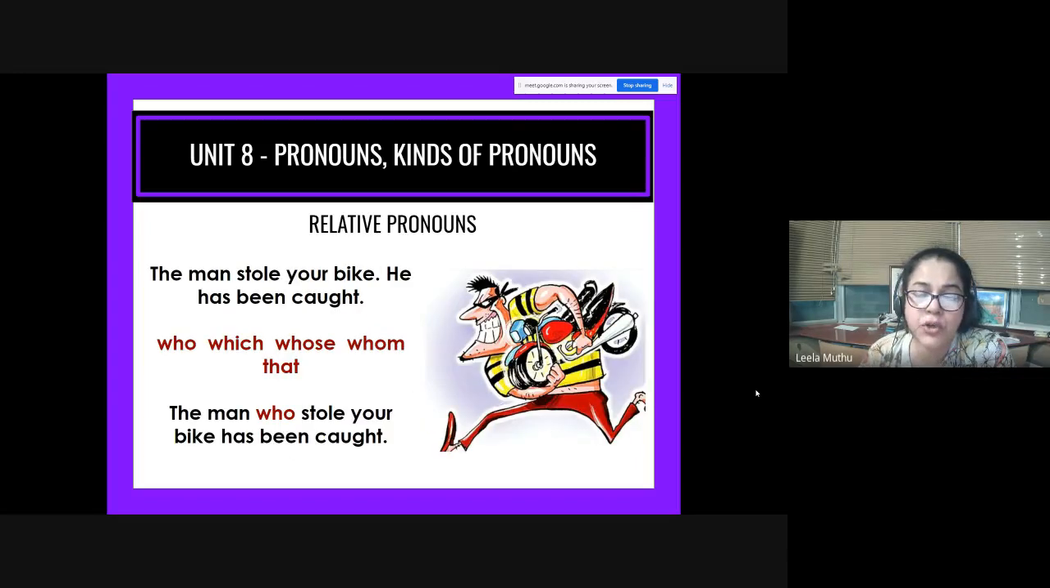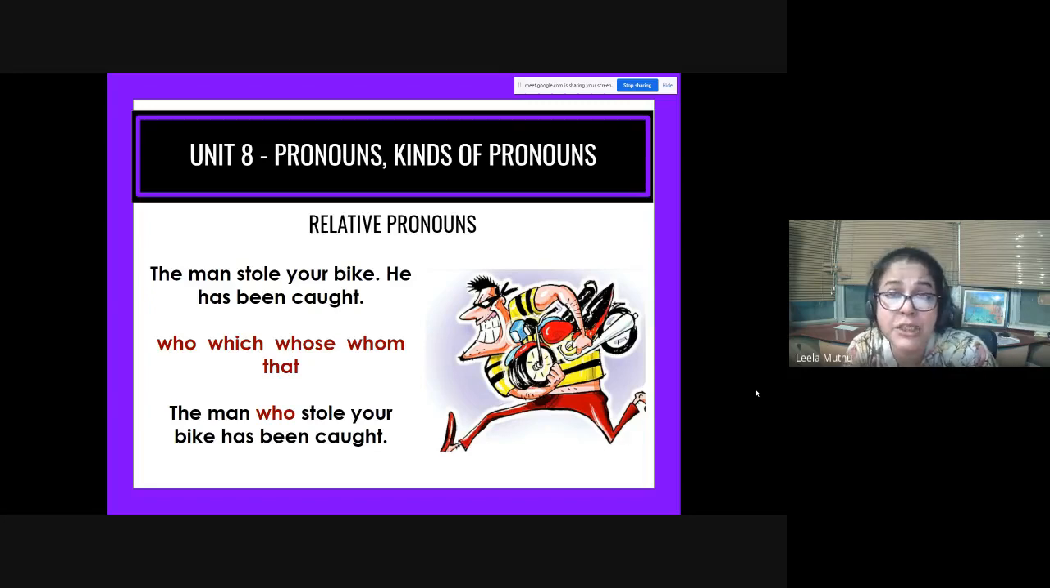The man stole your bike. He has been caught. He is enormous. The bike itself must be weighing a few kilos, and not only is he carrying one bike, he's carrying two bikes. And he's wearing the classic mask to hide his features, and he's wearing a striped t-shirt as well. I mean, he looks exactly like a burglar or a thief.